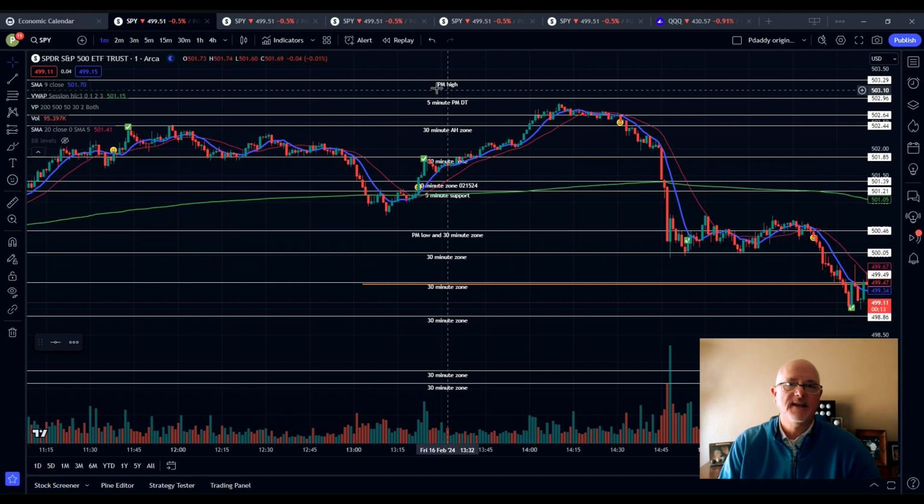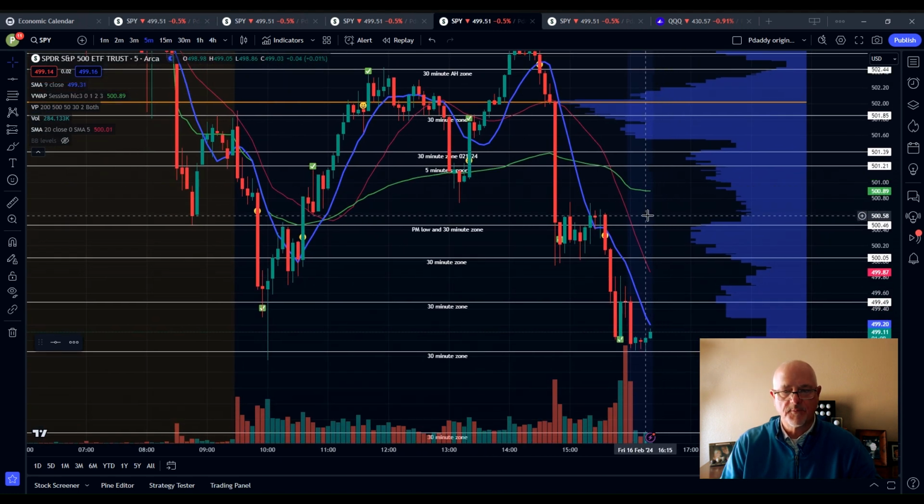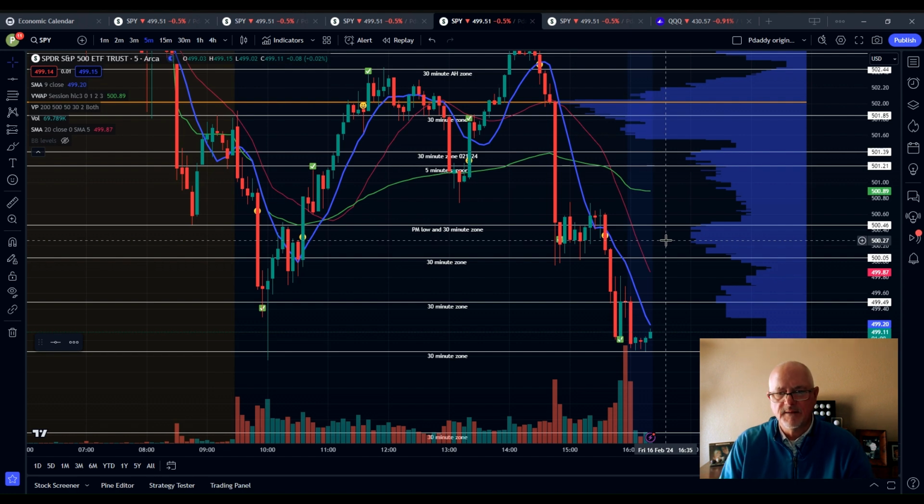Now, we had some 5-minute zones that we had to get through on this drop right here. And I was calling these out. I said, okay, we've got this level right here, $500.27. It doesn't really seem like a lot, but again, we had, what did we have, a quad bottom at that level right there?